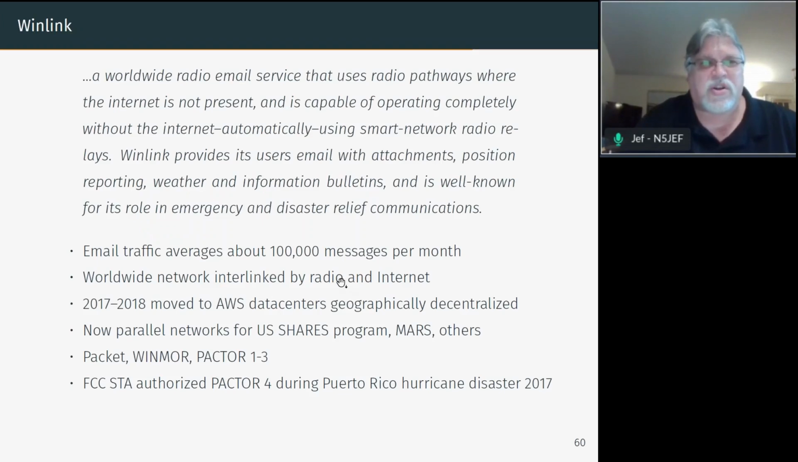Other techniques for regional communications, WinLink. I think we've all heard about WinLink. It's very powerful. You can use it on VHF, but you can also use it on HF. It's excellent for disaster relief and emergency, as well as for events like TEVIS and the Western Endurance Run.